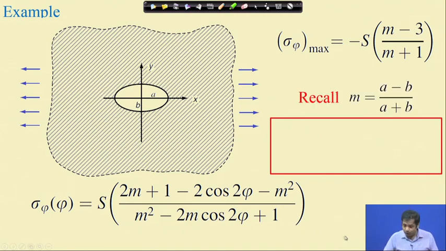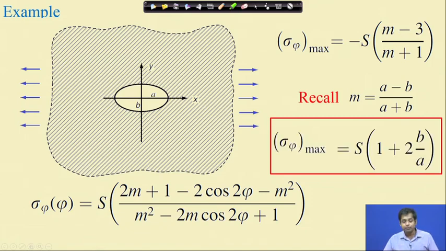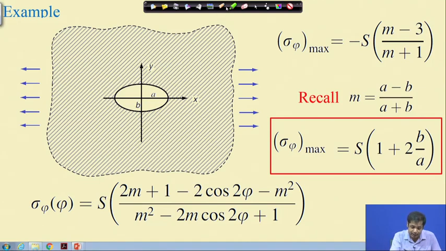Now, recall we have m is equal to this, that is how we chose the map, and if you substitute m is equal to this here, then this gives you sigma phi max. Sigma phi max means the stress at this point. Stress at this point means sigma phi max is equal to this.